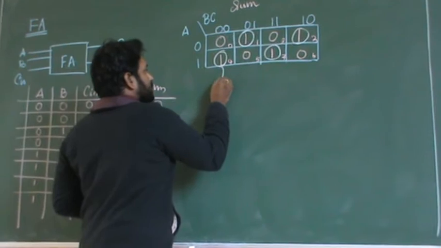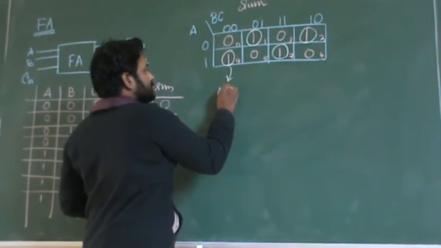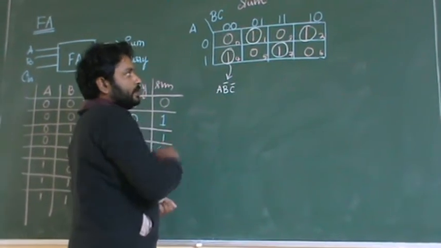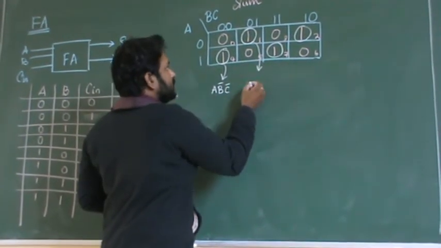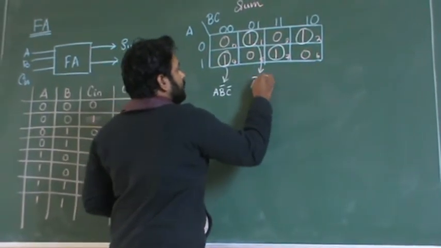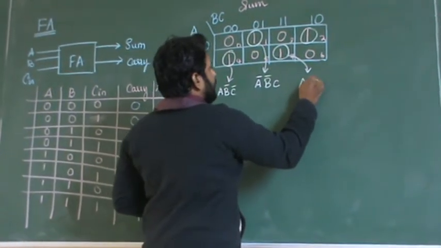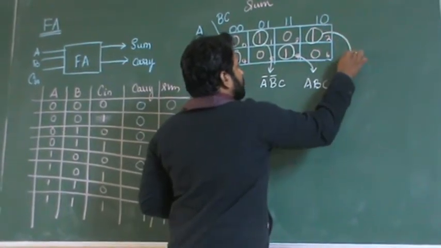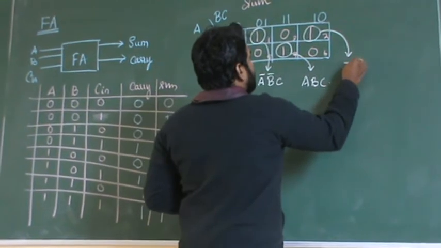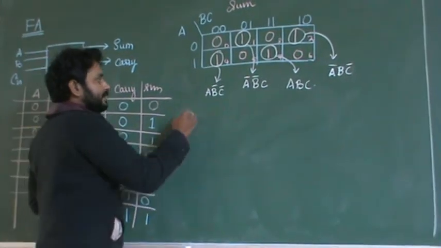So what is the expression for this? It is A, and if you look here, B bar and C bar. And what is the expression for this? It is A bar, B bar and C. What is the expression for this? It is A, B, C. For this it is A bar, B and C bar. So this is the expression that you are getting for sum.